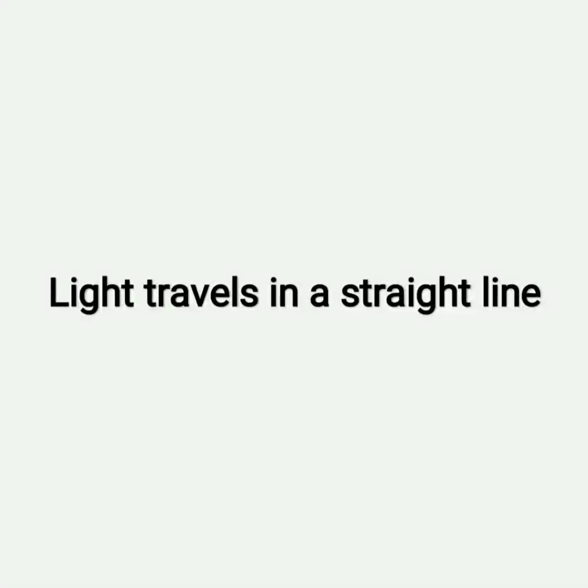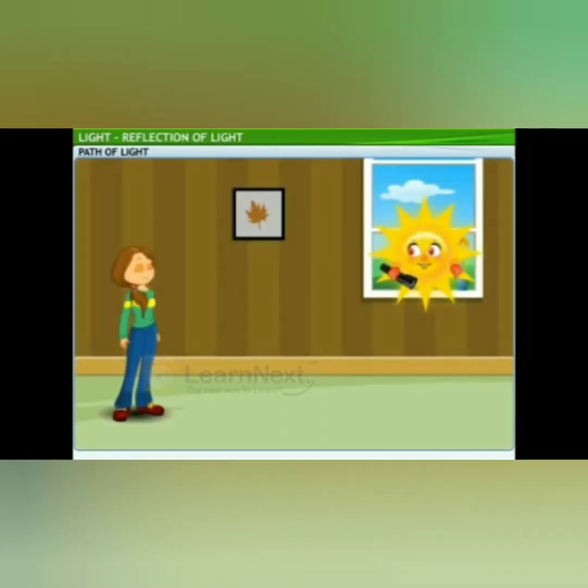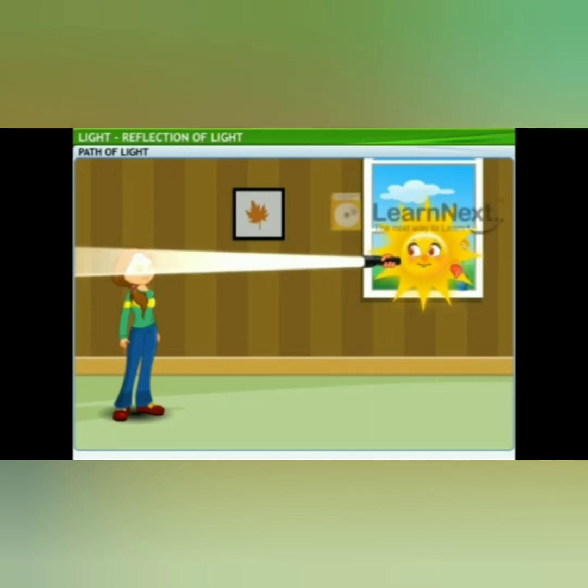Now let us come to our second topic, light travels in a straight line. Here, I'll switch on a torch. See? The light goes in a straight path to incident on the wall. It does not bend anywhere.